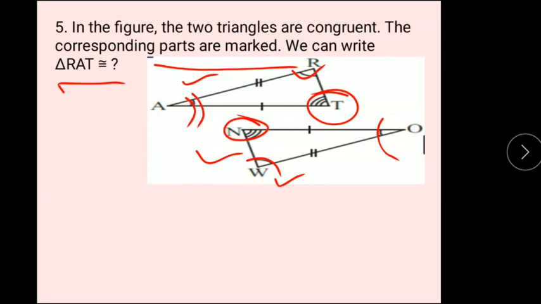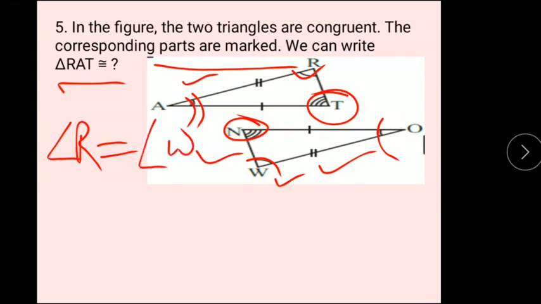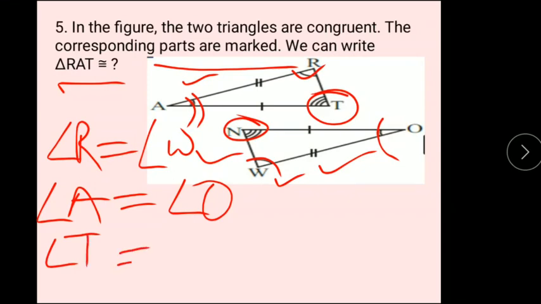So if you have to consider the corresponding parts, they are marked here. We have to write angle R, angle A, angle T is equal to angle W, angle O, angle N or not. Okay, so we can write here that angle R is equal to angle W. Yes, angle R is equal to angle W. Angle A is equal to angle O. Yes, if you see carefully you will see the double mark over there. And angle T is equal to angle N. So these three criteria are fulfilled.